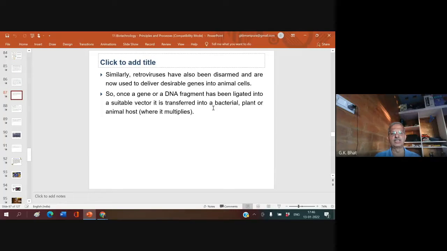So once a gene or a DNA fragment has been ligated into a suitable vector, it is transferred into a bacterial or plant or animal host where it multiplies. Whatever gene of interest, whatever desired gene is ligated to a suitable vector, need not be only one particular animal, one particular organism, one particular plasmid. Now we have seen that the tumor-inducing plasmid is also used here.